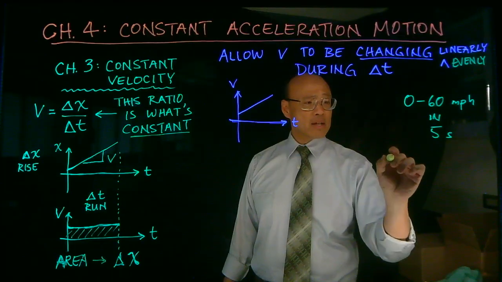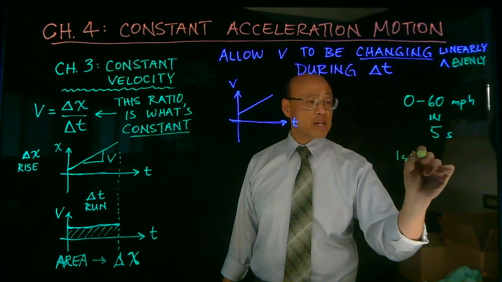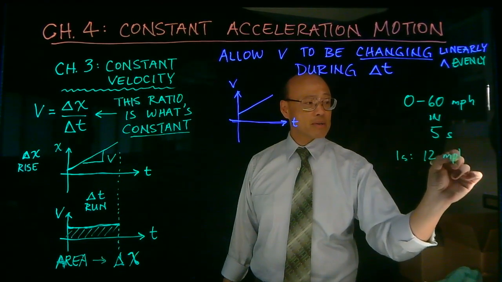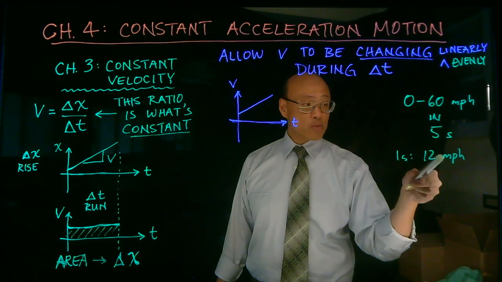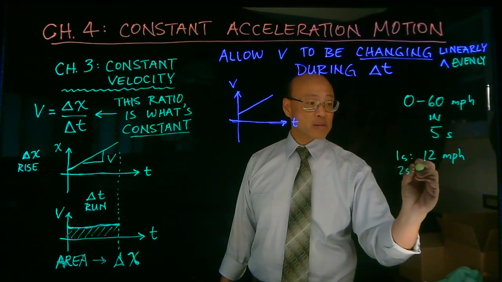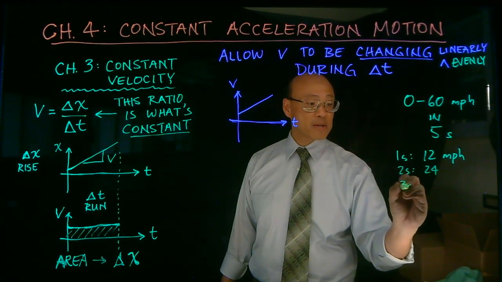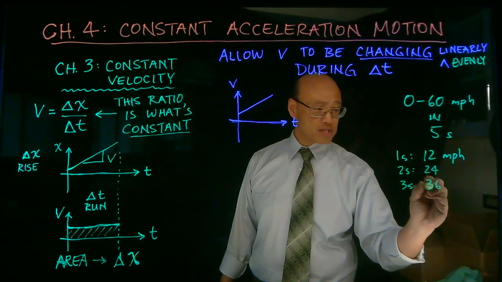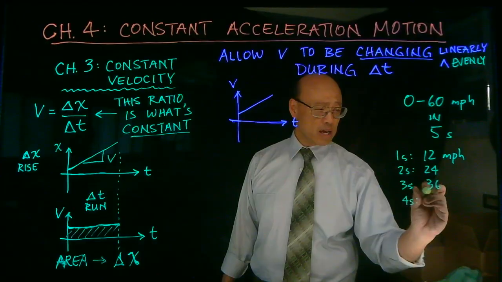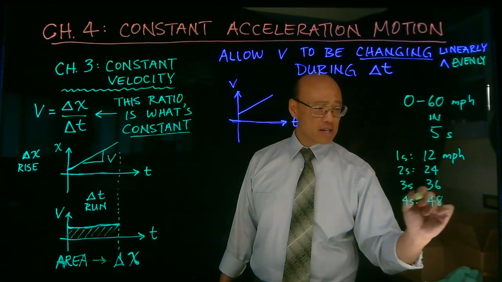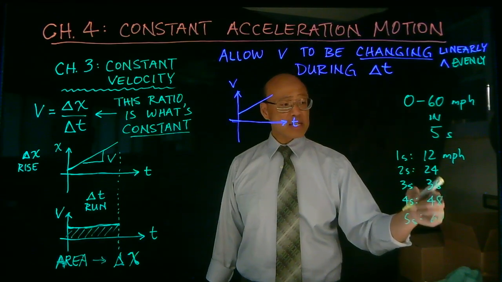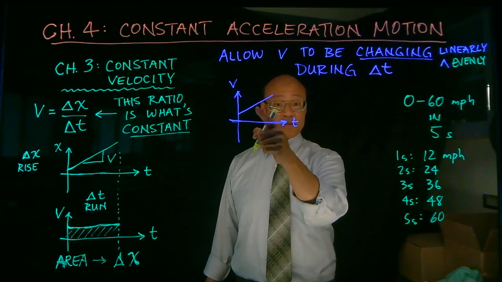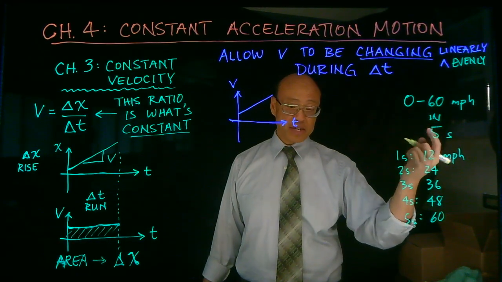What do I mean? Well, at 1 second, I must be at 12 miles per hour. Imagine a speedometer increasing from 0 to 60. At 1 second, I'm at 12. At 2 seconds, I'm at 24. 3 seconds, I'm at 36. 4 seconds, I'm at 48. And then at 5 seconds, I'm at 60. That's an even increase in velocity, 0 to 60 in 5 seconds.